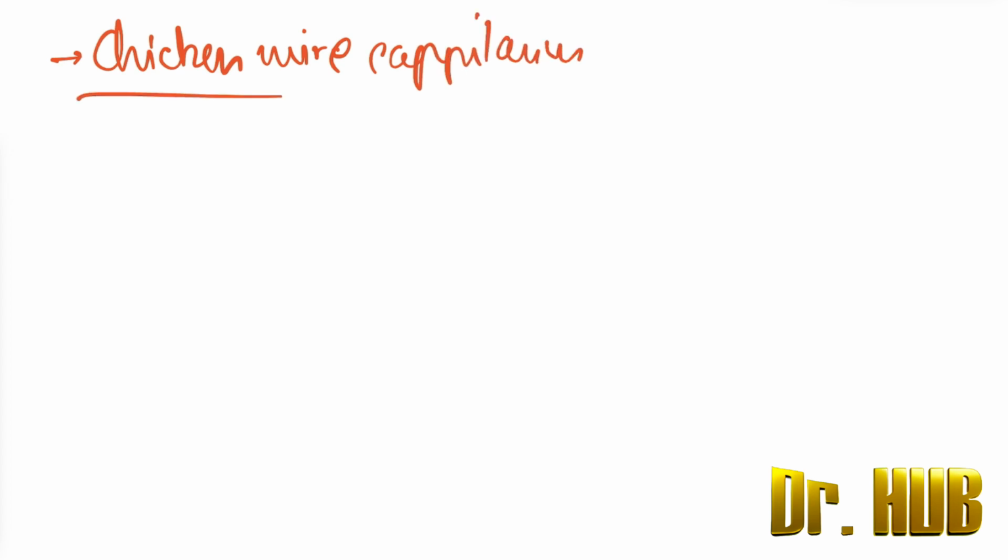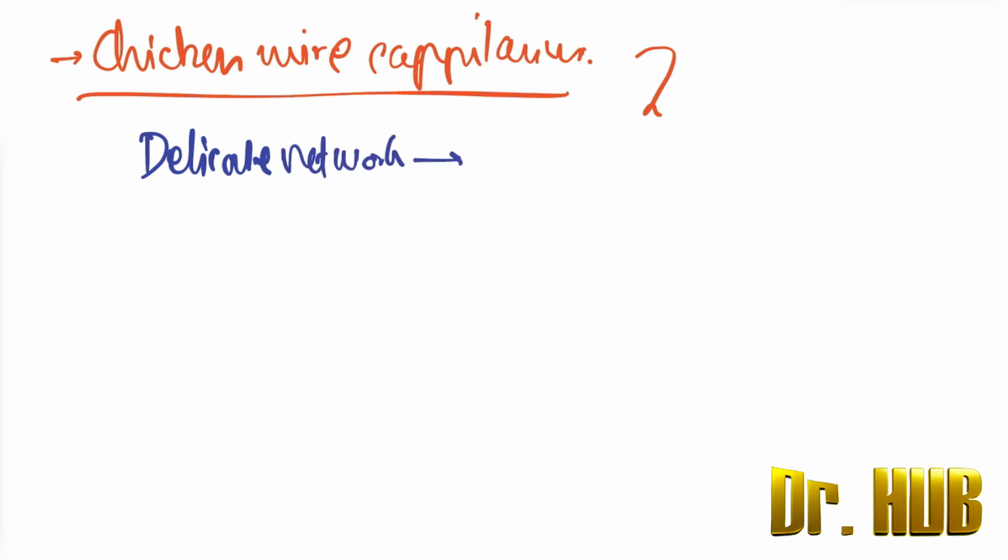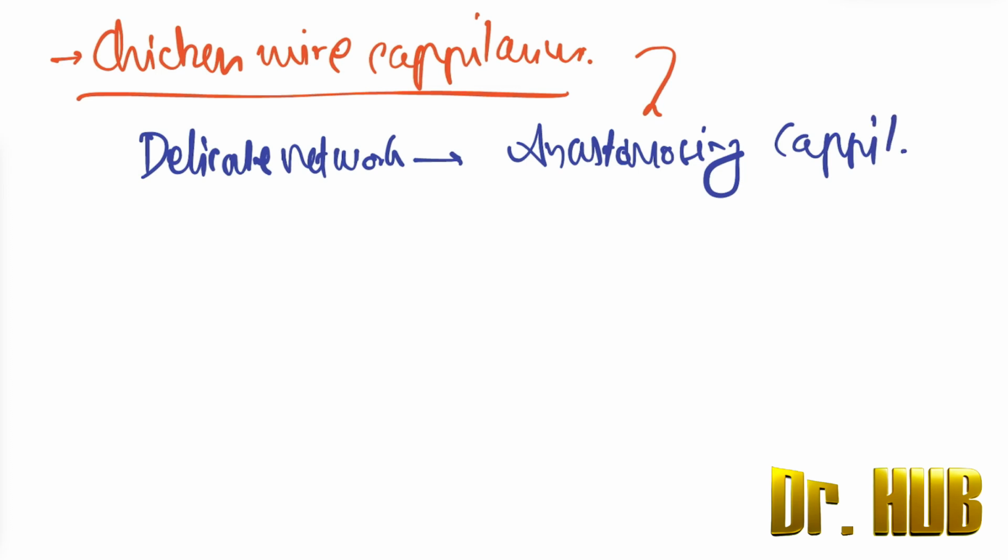Next, we look at the chicken wire capillaries. There is a delicate network of anastomosing capillaries.